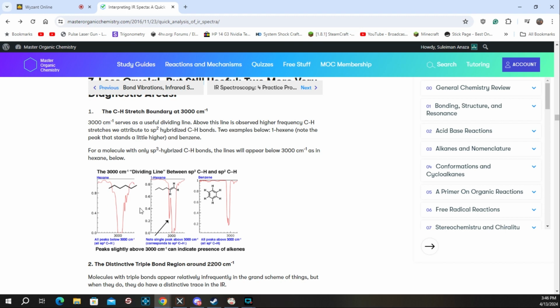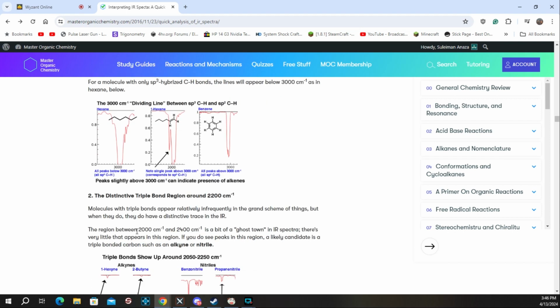This covers CH. So remember how I said if it goes a bit past 3,000, it's easy to tell it's an ene. If it's all above 3,000, it's a ring. If it's below 3,000, it's normally sp3. It's an alkane.